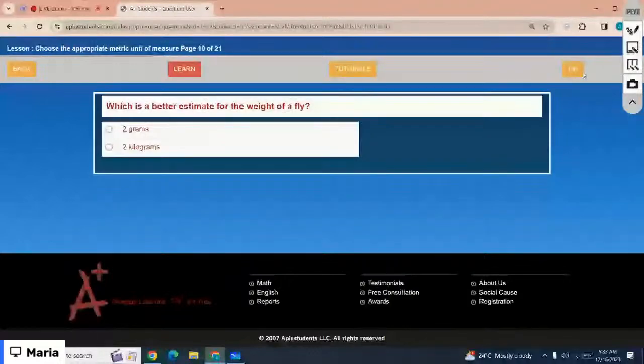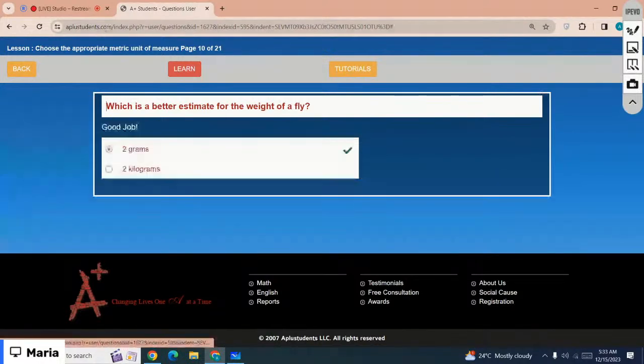Which is the better estimate for the weight of a fly? 2 grams or 2 kilograms? Yes, that is 2 grams, right? Okay, you can complete the lesson by yourself later today. Let me just move on to the next lesson.